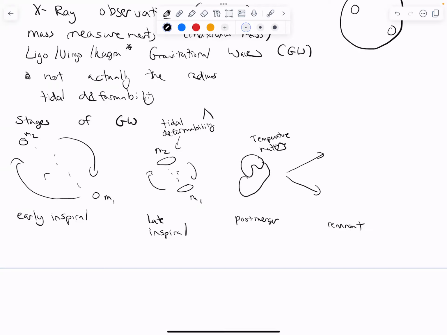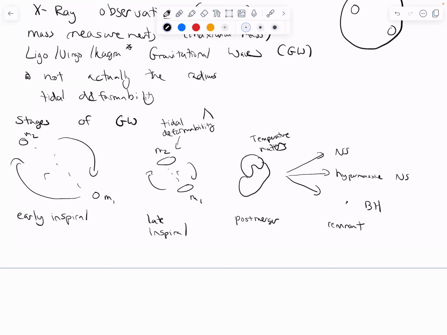And so you kind of have three options here. You have a black hole. You could get a hypermassive neutron star that at some point might eventually collapse, or you could just get a neutron star that's heavier. If these things were two very light neutron stars, it might produce a heavy neutron star that would be a remnant as well.